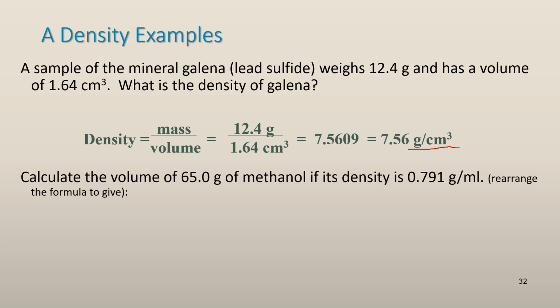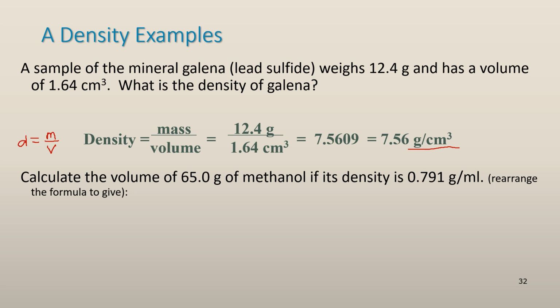We can also rearrange the equation. So let me draw this here. We have density equals mass over volume. In this case, they're asking to calculate the volume. This time you're given the mass, 65 grams of methanol, and we know the density. So for every 1 milliliter weighs 0.791 grams. So we want to know how many milliliters is 65 grams. So we can rearrange this equation and solve for volume.